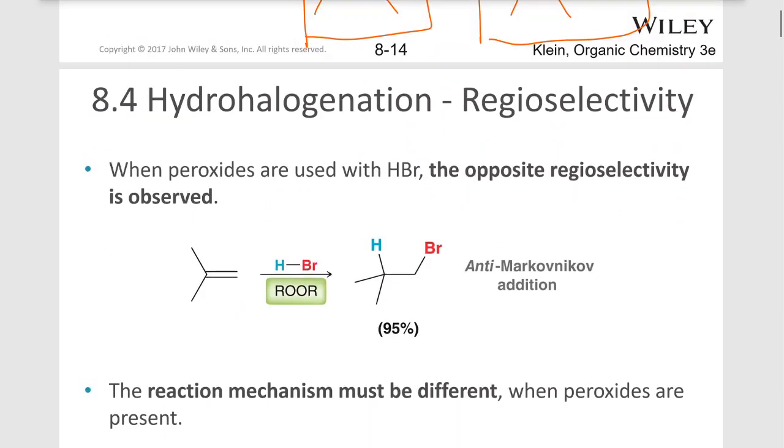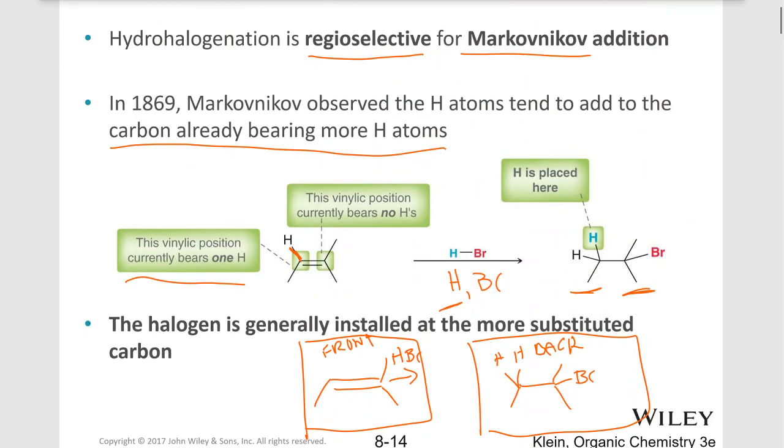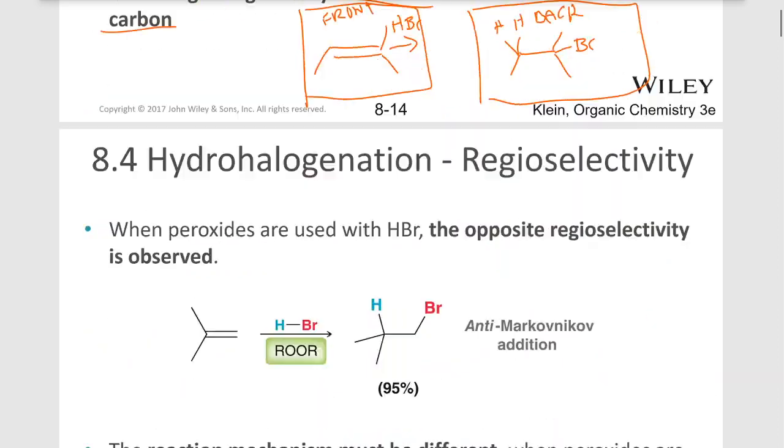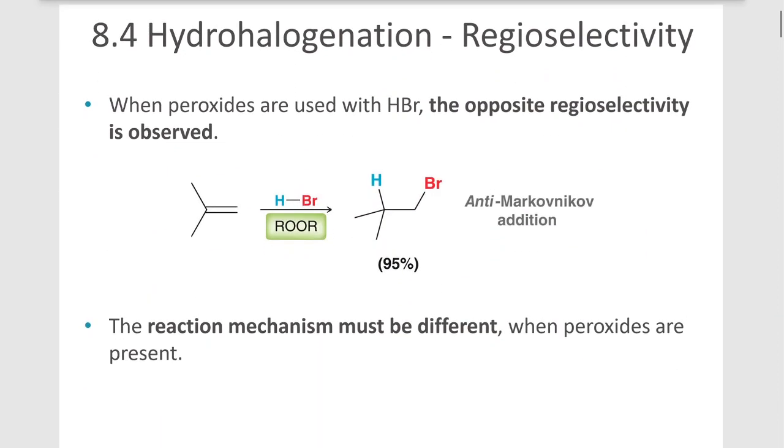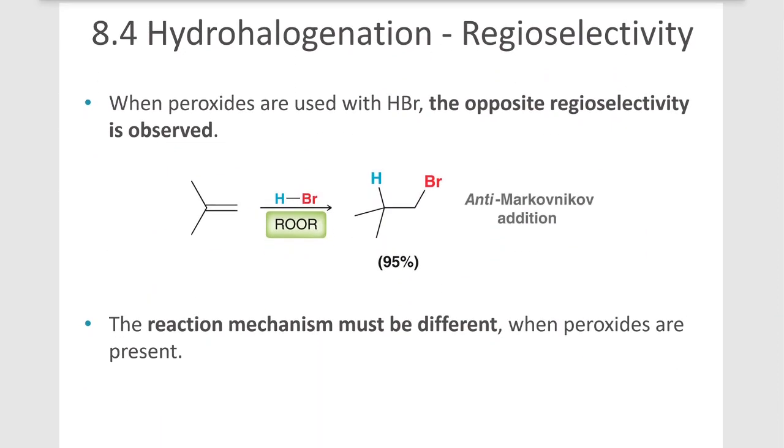All right, and so we learned that the halogen is installed at the more substituted position. And we're going to look at why that is in just a few minutes. We're going to look at that in more detail. But something that other chemists found out, they thought that Markovnikov was just wrong. They found that just the opposite happened, that their hydrogen went to the more substituted side and the bromine went to the less substituted side.